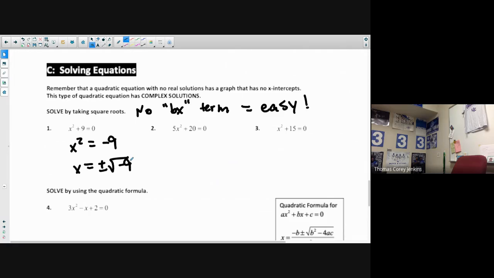And then, of course, if we type in the square root of -9, our calculator is going to say error. So here's where, if you haven't watched the day 1 video, you're going to have to do that first. But this simplifies to x equals plus or minus the square root of 9, which is 3, times the square root of -1. So that's i times the square root of 9, which would just be 3i.